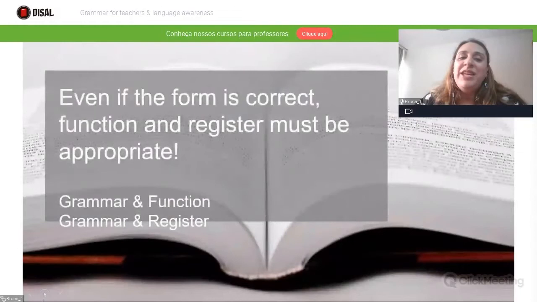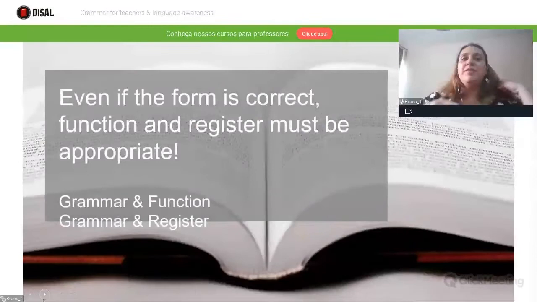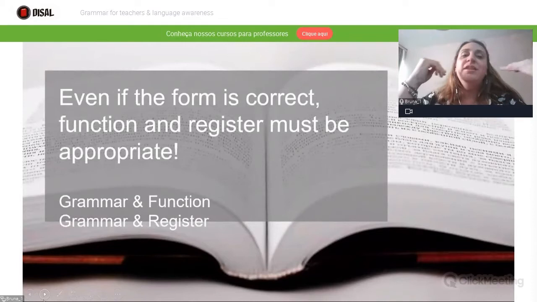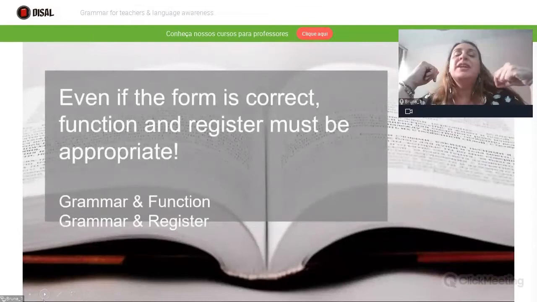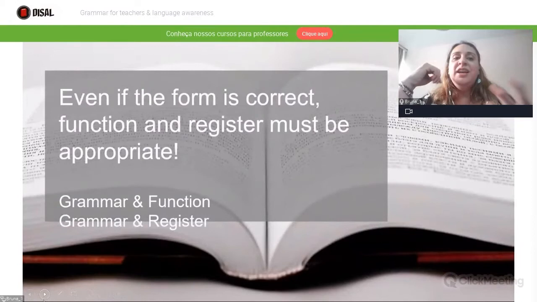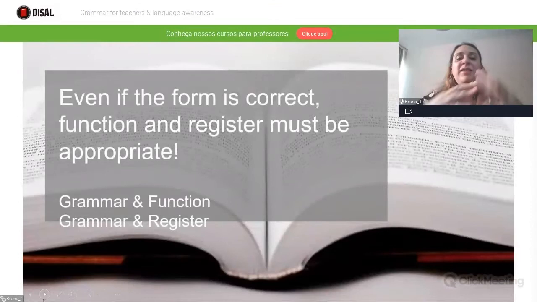So even if the form is correct, function and register must be appropriate too. So the intention associated with grammar must be there too. And register must be appropriate. We need to think of grammar and function. So grammar plus the intention, and grammar and register. We need to check if it's too formal, if it's too informal, who are we talking to?